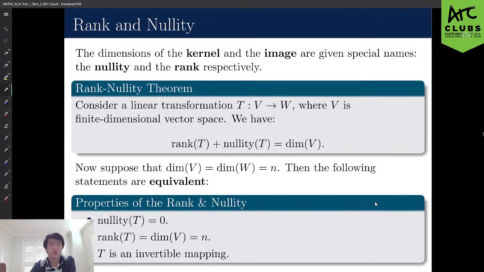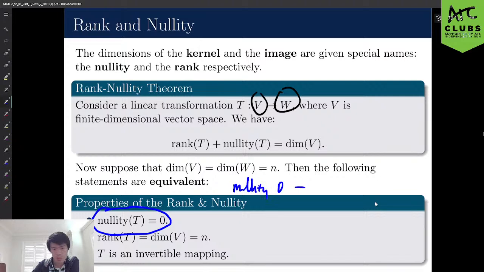And we have these other properties. If we have two vector spaces with the same dimension, then the following statements are equivalent. If our nullity is 0, then we can guess from the rank-nullity theorem that the rank is going to be n. So it's going to be the entire thing. In other words, if nullity is 0, then basically we can cover all of W.